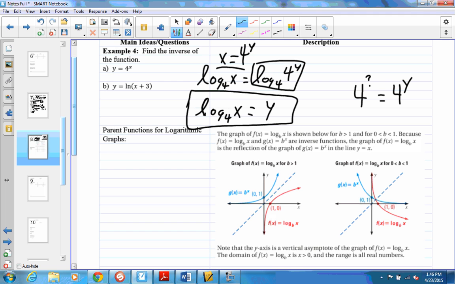Now, guys, the inverse of an exponential function like this, x equals 4 to the y, the opposite of exponential functions, the inverse, are logarithmic functions. Cool? No? Not really.